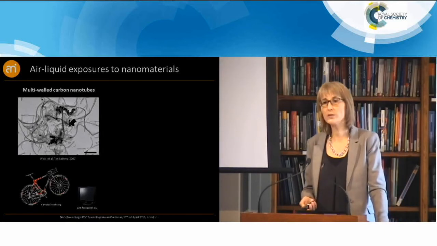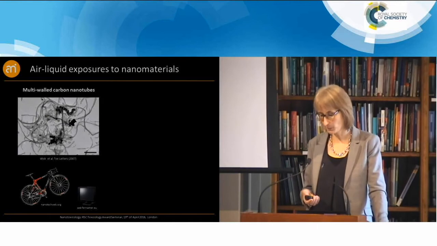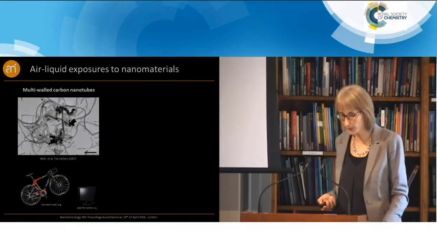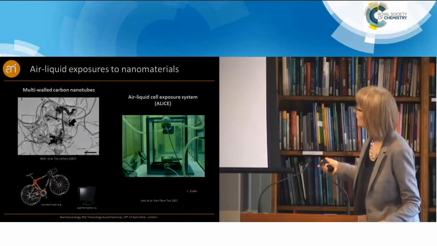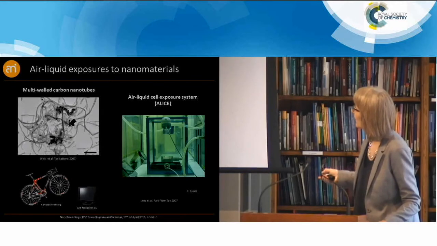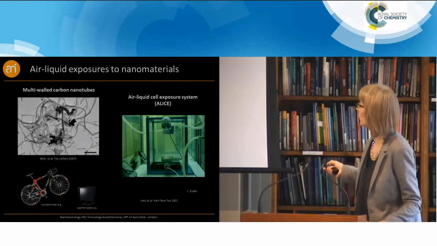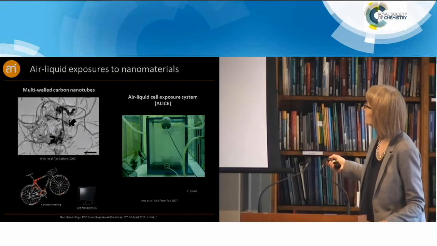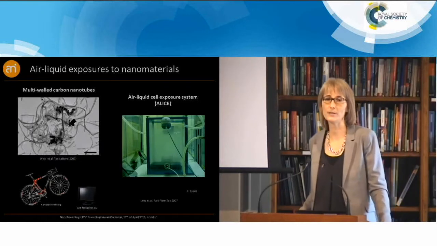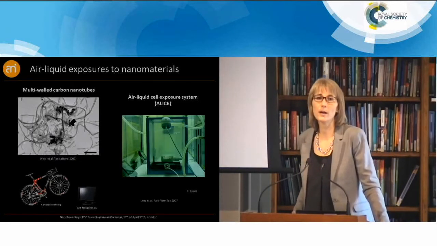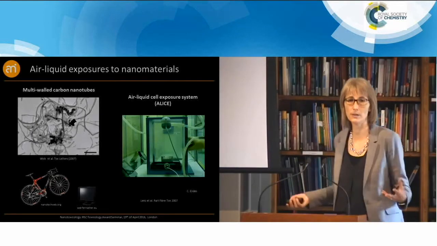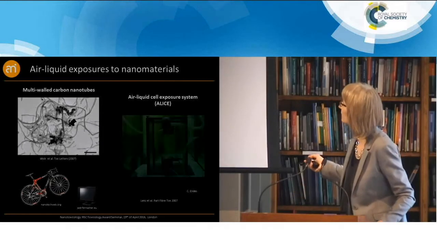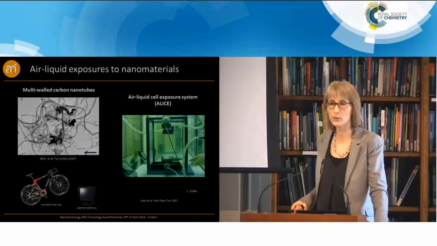And for this we have used an air liquid exposure system which has been developed at the Helmholtz Center in Munich. So the system is composed of a sterile chamber here. We place the cell cultures at the bottom side of this glove box, and the nanomaterial suspension is aerosolized with e-flow. Such e-flows are already used to apply medicaments to asthma patients. So it's a pharmaceutical device which we have just inserted here on the side of this glove box.